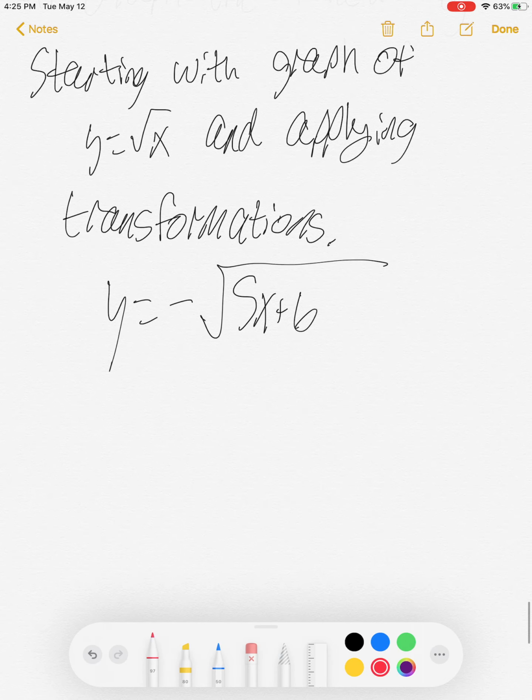So there are three kinds of transformations going on here. The one is we've got this 5 out front of the x. The second thing is that we've got this plus 6 here. And the other thing that we have is the negative out front. Those are the three changes that we've made to the graph of y equals root x.